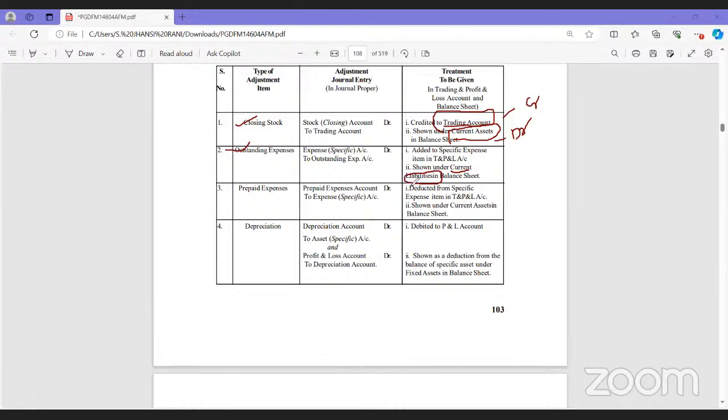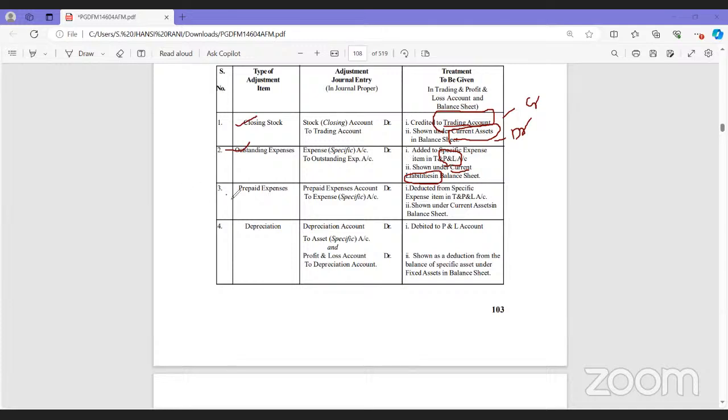Balance sheet current liabilities. For example, if it is outstanding salaries, in that case we will write it in the profit and loss account and add it to the salaries. So depending on whether the expenditure is related to the trading account or the profit and loss account, we will add it to that respective expenditure. That is the first effect. Another effect we will show in the balance sheet liability side.